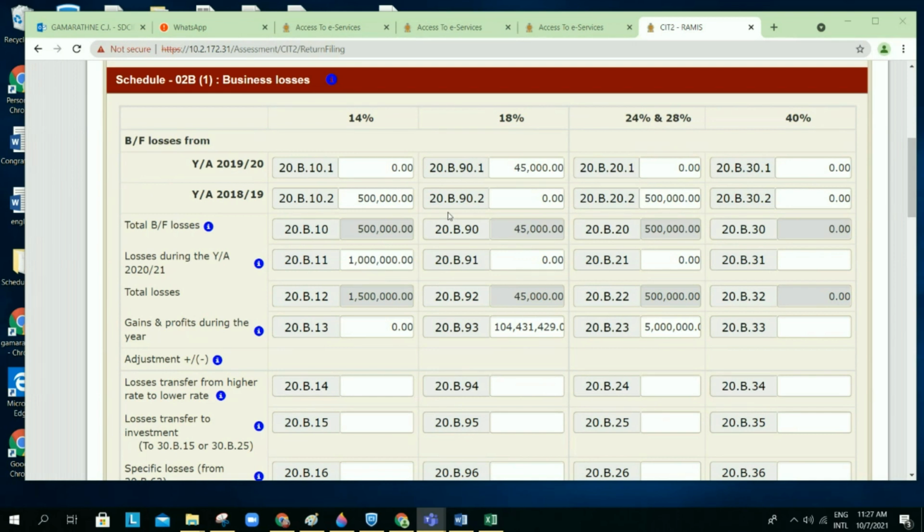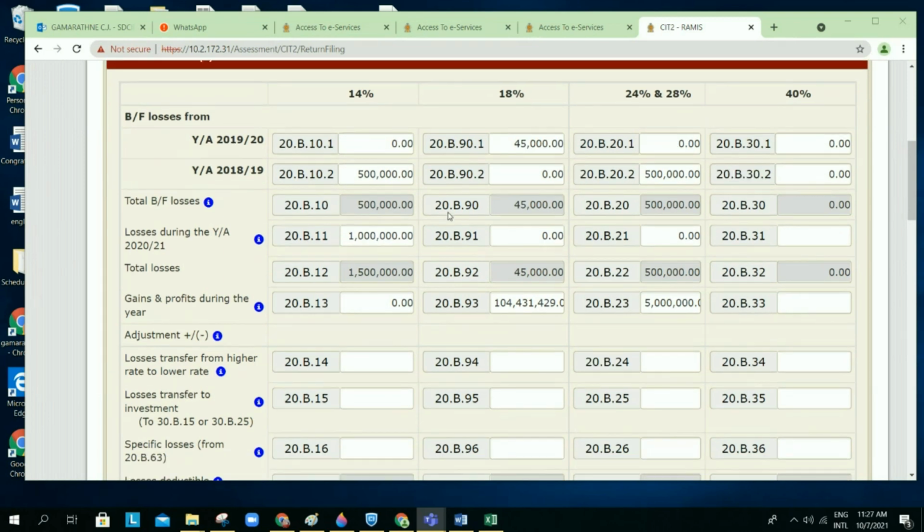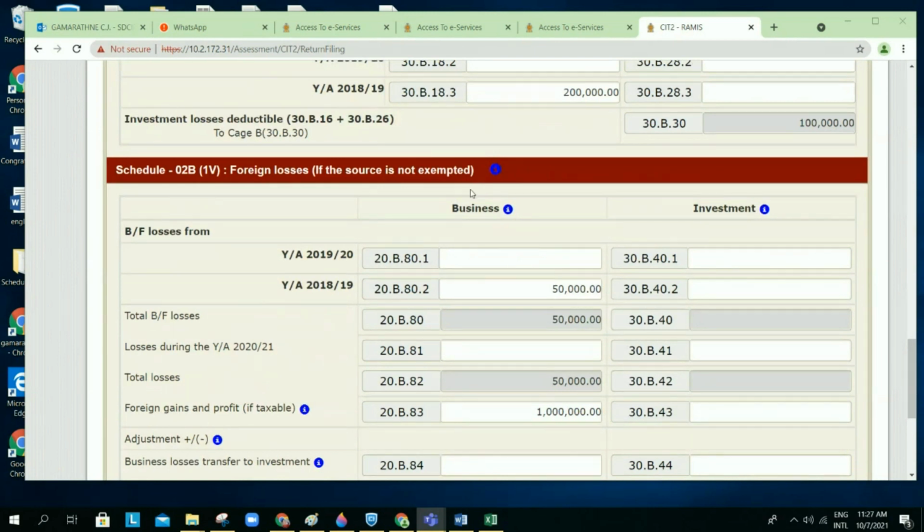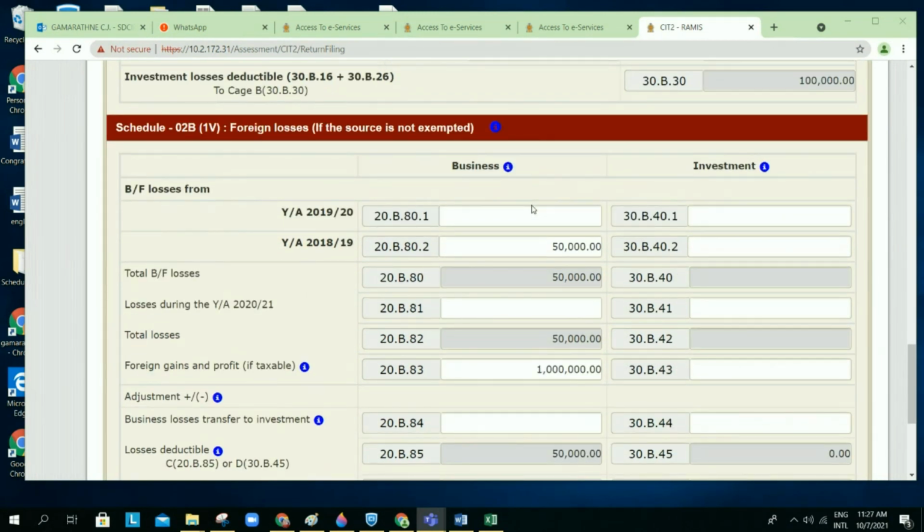at the same rate or lower rate. Okay, and the other thing is foreign sources. When we discuss foreign sources, if you have foreign losses, you can claim them only from the foreign profit, and also foreign business losses you can again claim against the foreign investment profit.